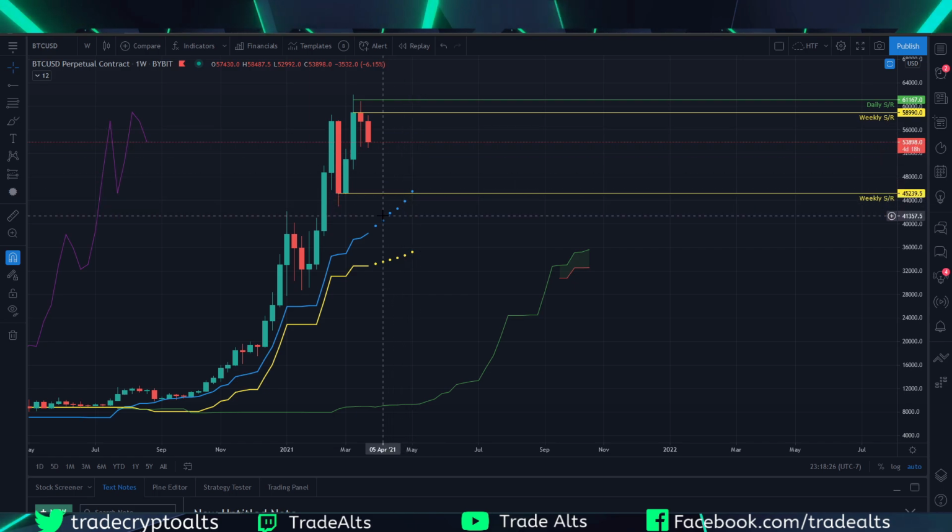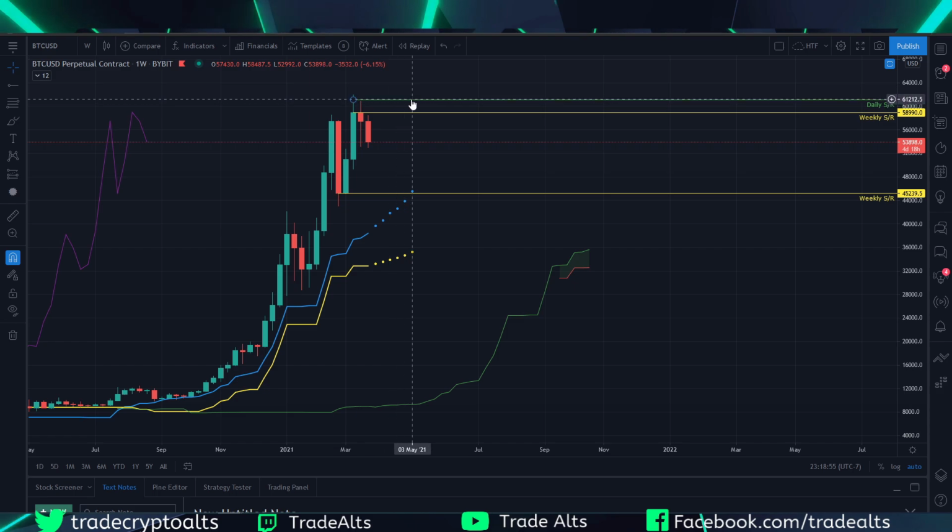So your support down at 45K, it's 45,239.5 to be exact. This is a very important level. And to the upside, which I'm more interested in because I would like for Bitcoin to continue going higher, that's my personal preference, but I just trade the charts. You have 58, basically 59K weekly, a very important level. And then there's a daily level here at 61,167.